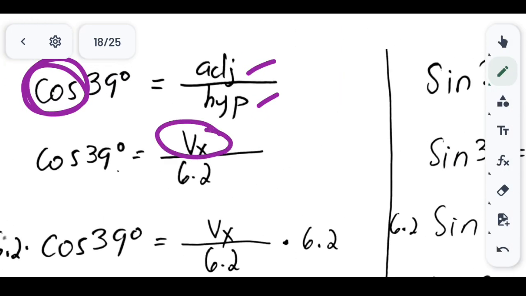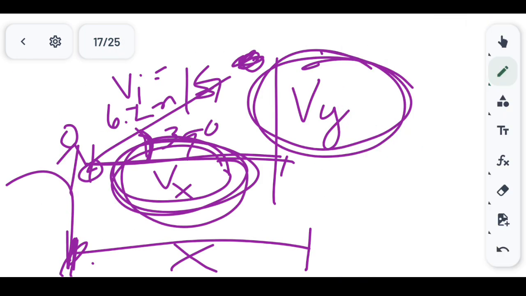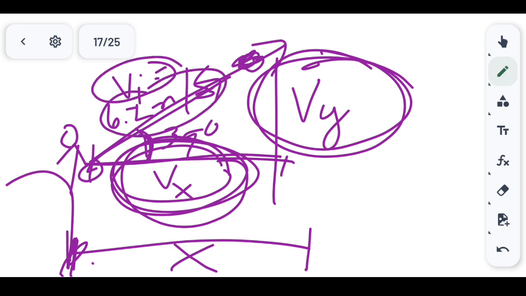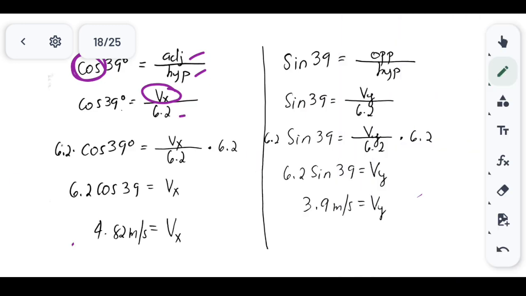Tapos, yung ating hypotenuse, may value tayo, di bang nilagay? 6.2. Ito yan, yung longer leg ng triangle natin, which is initial velocity equivalent to 6.2 meters per second. So, ilalagay mo lang yan dito, 6.2. Ganun lang. And then, ang kailangan natin ay value ng x component or v sub x.